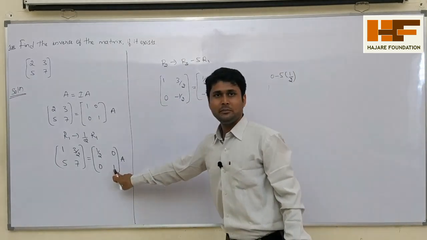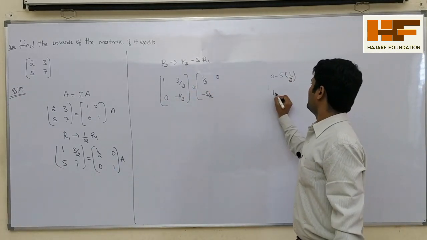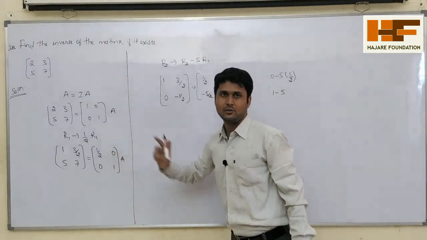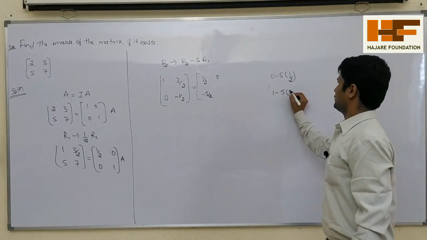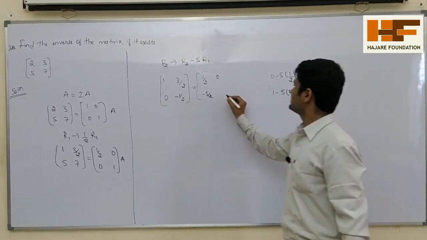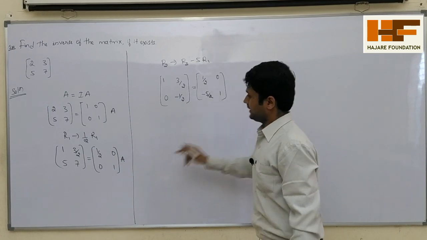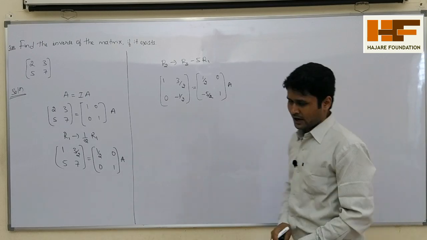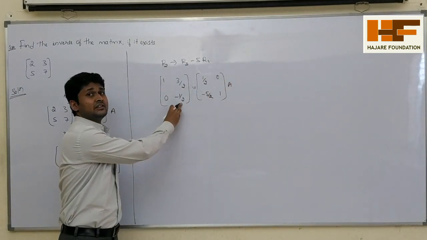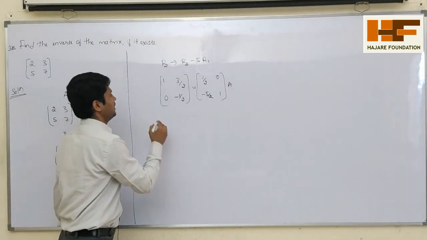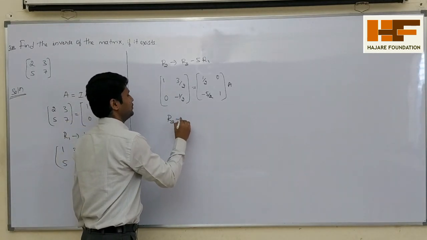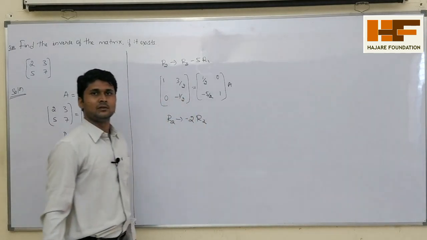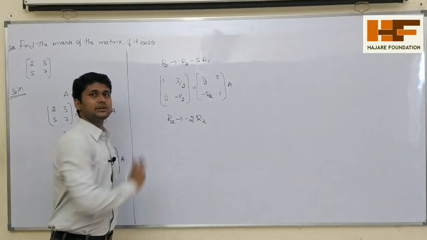Next, the R2 element is 1. 1 minus 5 into the corresponding R1 element, which is 0. Write 0. 5 into 0 is 0. The answer is 1. Write A as it is. After that we have to make this element a 1. R2 changes to minus 2 into R2.